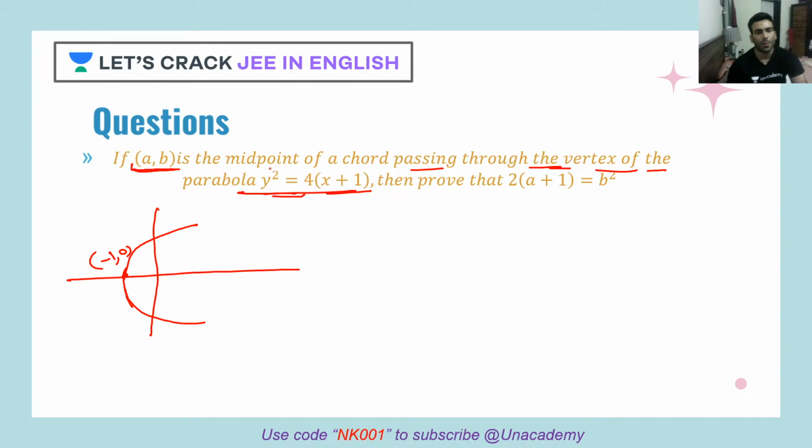If AB is the midpoint of a chord passing through the vertex of the parabola, that means we have some sort of chord like this passing from the vertex and meeting the other point of the parabola. Clear? y square is equal to 4 times x plus 1. Then we have to prove that twice of a plus 1 is equal to b square. And AB is the midpoint.